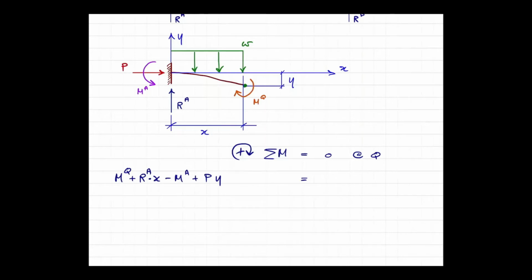Let's put all things in here first: RA, MA, Py. What else? W, right? W, the distributed load, produces a counterclockwise moment if you refer to the point Q. So we have minus W multiplied by x and then multiplied by x over 2, being the moment arm of this load effect.